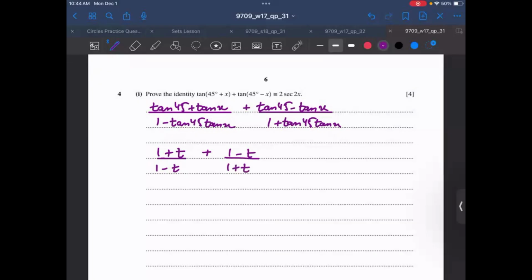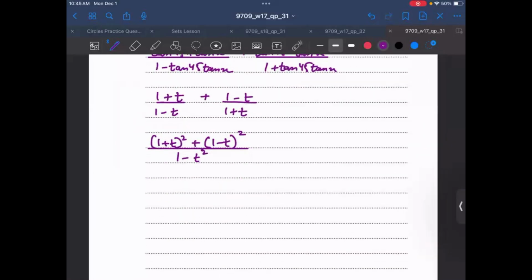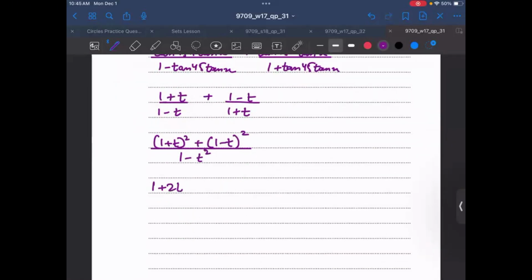Taking (1 − tan x)(1 + tan x) as our LCM, we can write it as 1 − tan² x when we apply the algebraic identity. So this will become (1 + tan x)² + (1 − tan x)². Expanding the numerator, we'll get 1 + 2 tan x + tan² x plus 1 − 2 tan x + tan² x, and the denominator will still have 1 − tan² x. Opening up the brackets, the 2 tan x and −2 tan x will cancel out.